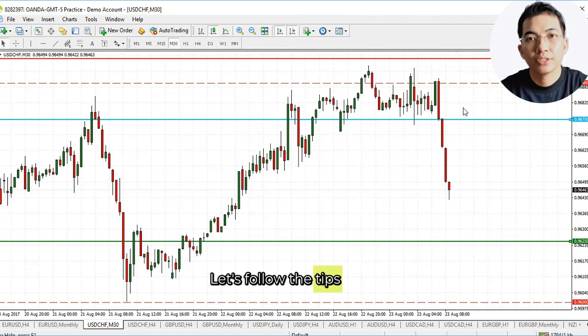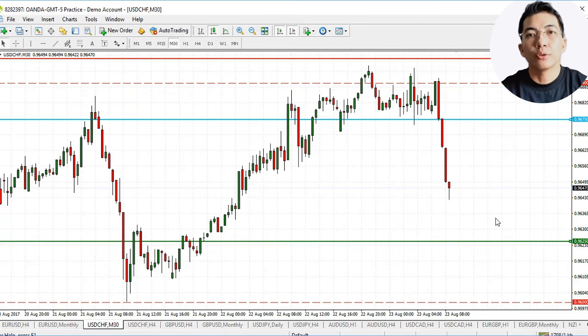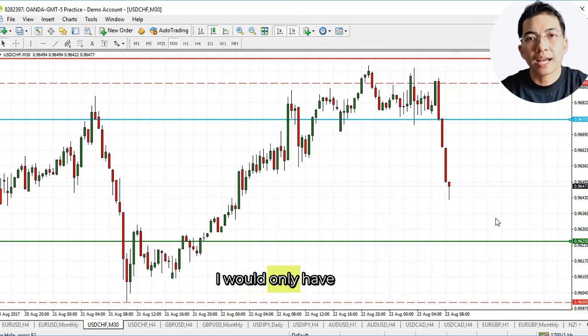Let's follow the tips I have given to you regarding the take profit, so I decided to place my take profit at 0.9625, so my take profit is twice my stop loss for now. Then I need to analyze this take profit. Should I decrease it? I can't see any reason to do it. I would only have a worse risk to reward ratio.